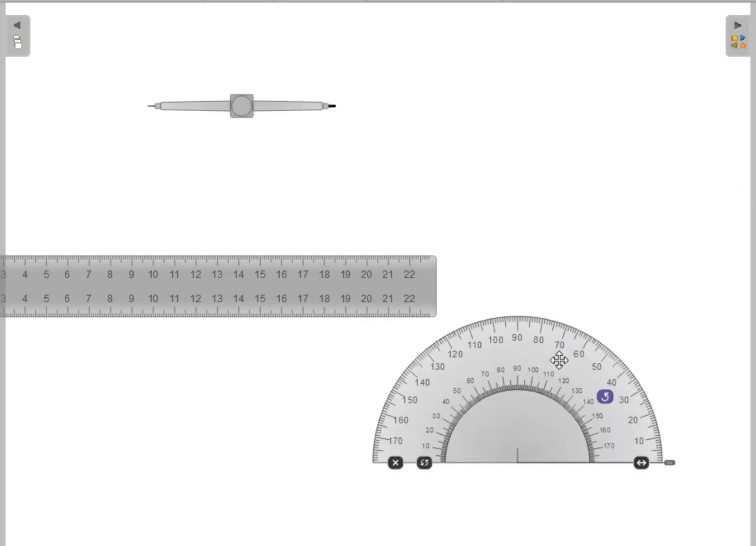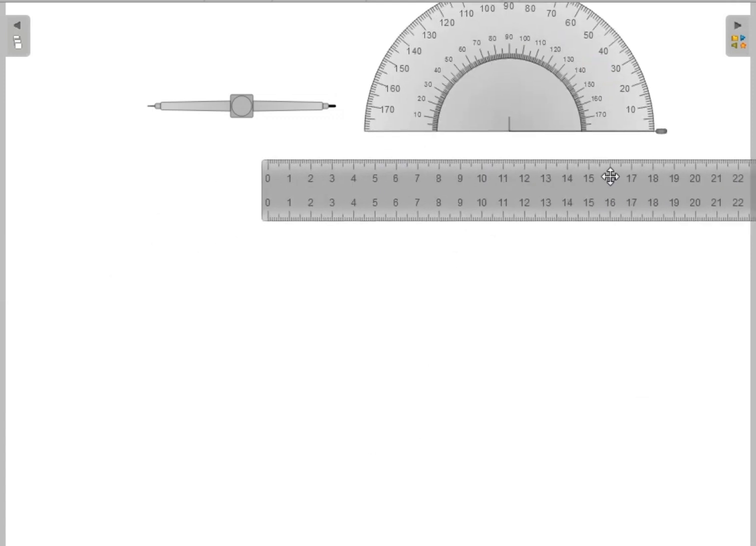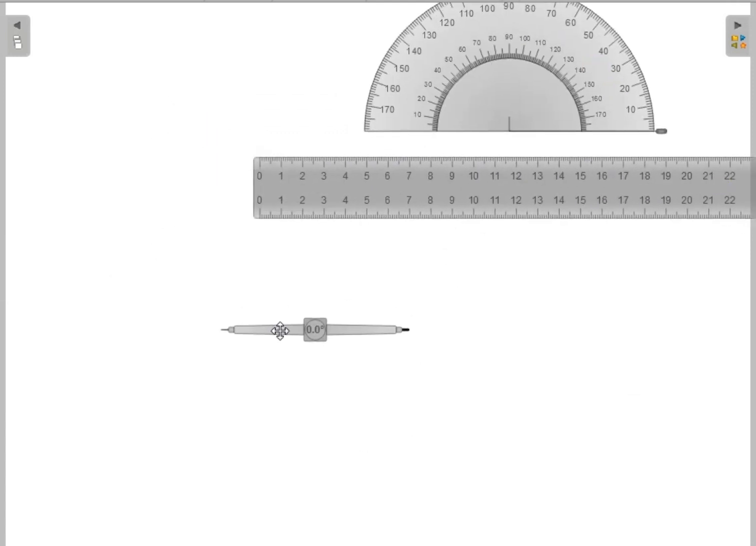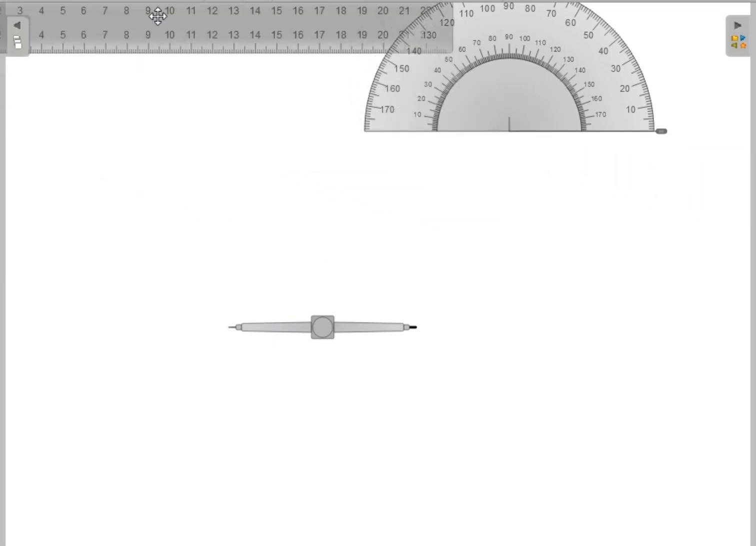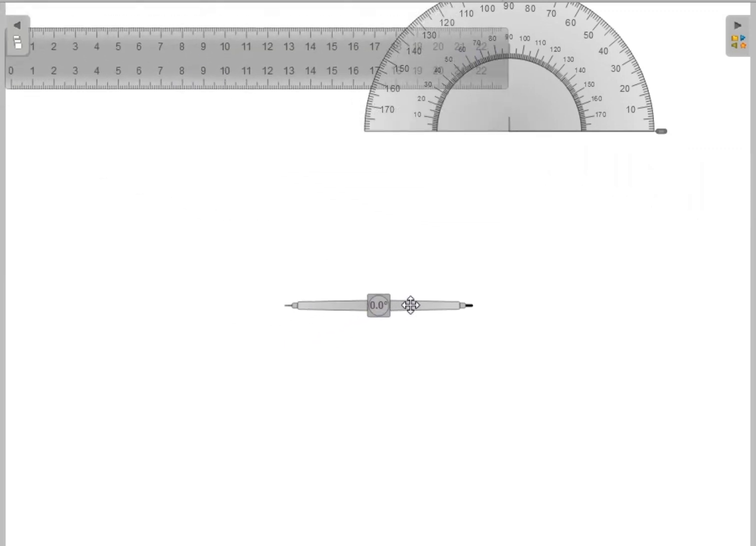Now we need three items. You need your ruler. You need your compass. You need your protractor. Now the first thing you do is to use your compass to draw a circle. Like this. Look at it.